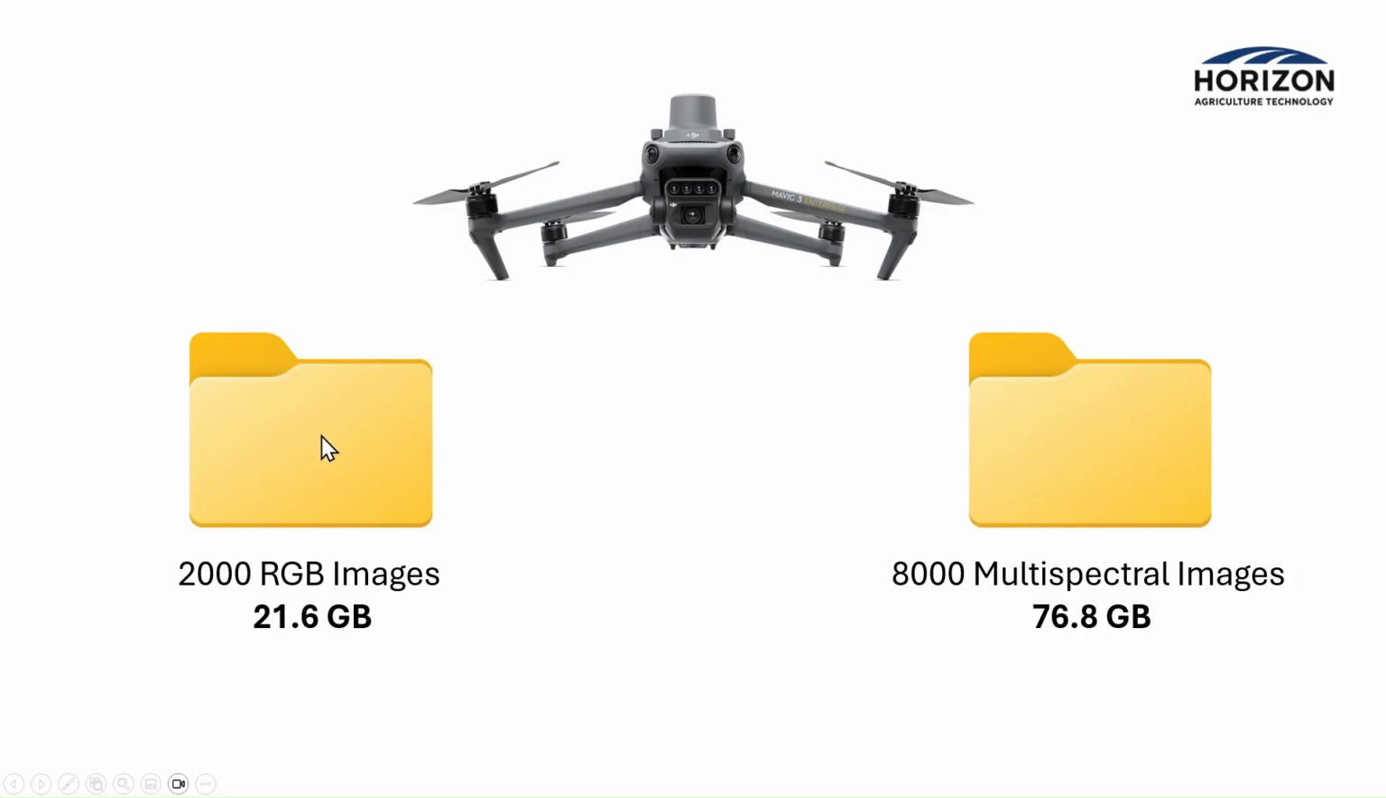Let's say you mapped a paddock and got 2,000 RGB images. That would be 21.6 gigabytes of data. If you collected a multispectral data set on that paddock, you're looking at least 8,000 images and a file size of 76.8 gigabytes. That means longer to move the data from the SD card to the computer and longer to process the data.